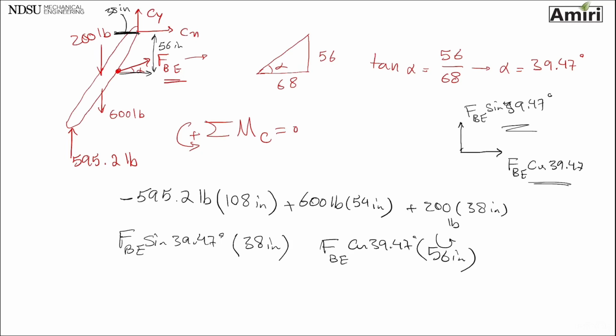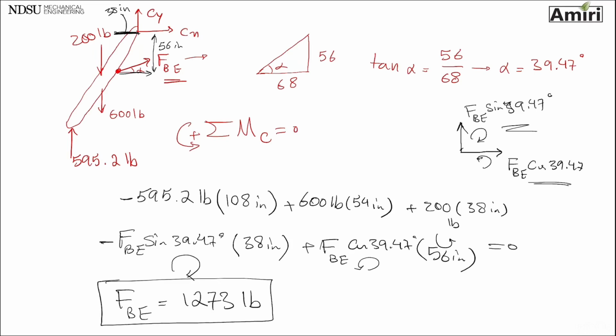If I figure out the signs, I am done with this equation. The first one is trying to rotate the beam this way, the vertical component, and that makes it a negative. The other one, the horizontal component, is trying to rotate with my sign, so that's plus, equals 0. The only unknown here is force of BE, and if you do the math, you're going to get 1273 pounds as for the force.